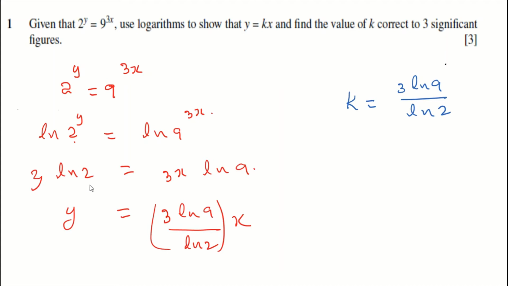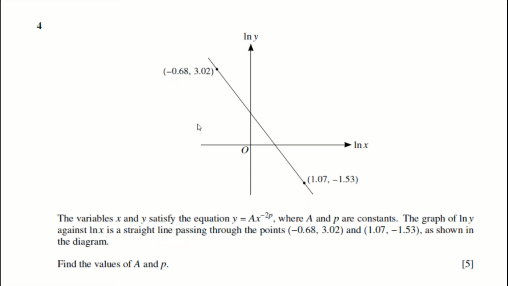You divide both sides by ln 2 to isolate y. Y is equal to 3 ln 9 divided by ln 2, times x. So now we have written it in the form y equals kx, where k is 3 ln 9 divided by ln 2. In this question, we are supposed to find a and p.